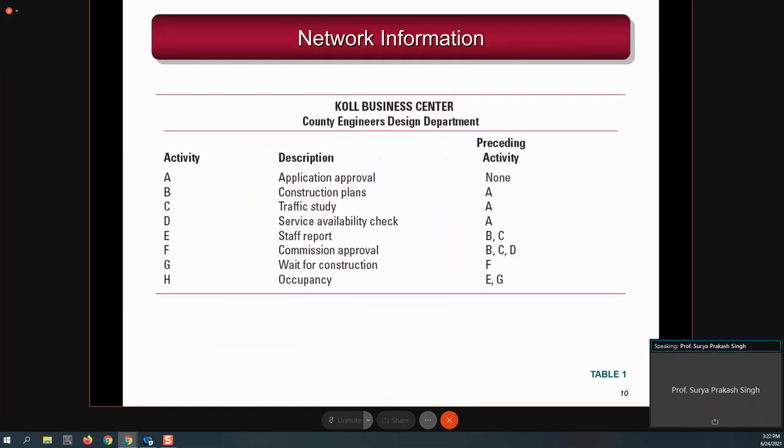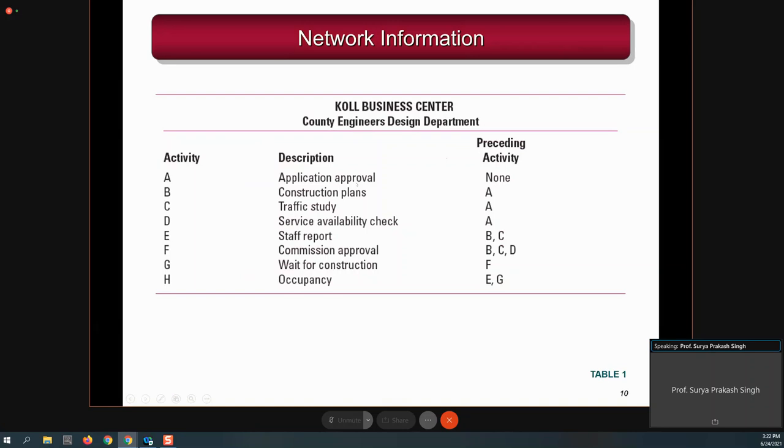Now what I do, because activity on node is not very difficult to construct. So this is one simple example I have taken from some published literature. So if you just read for a minute what is the meaning of this. These are the codings for these activities. Activity A means that you are receiving an application and you want to approve it. So it's an application approval. That is the meaning of activity A.